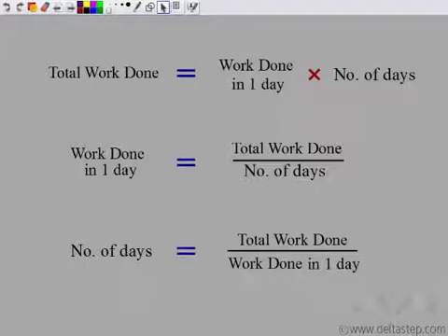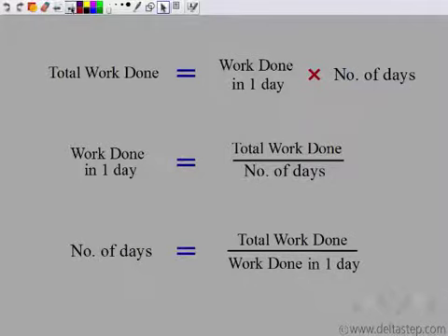The second one, the third formula, which is number of days. So number of days would be total work done divided by work done in one day. So any problem can be solved applying these three. And rather than these three, you can just remember this one. So if you remember this one, you can solve all the problems of this chapter.